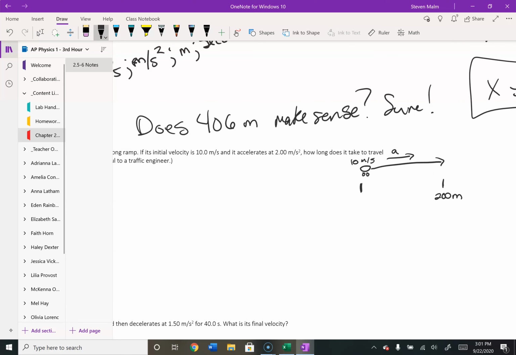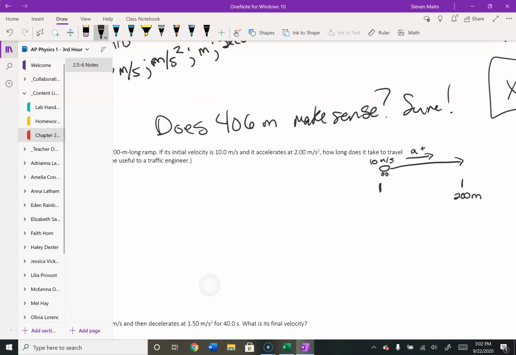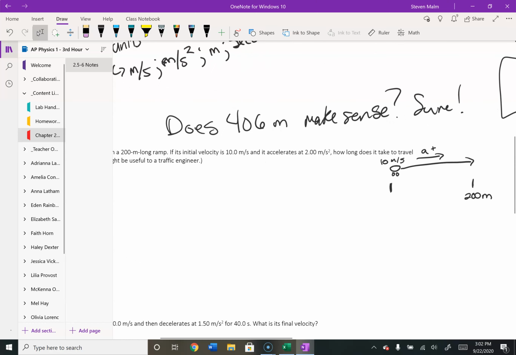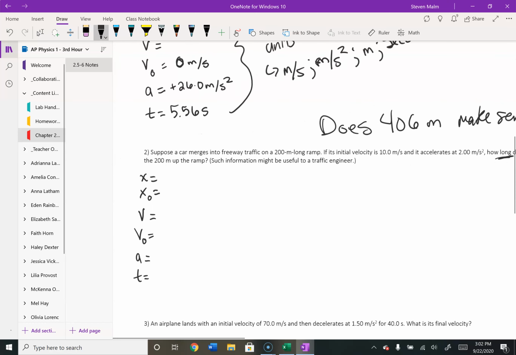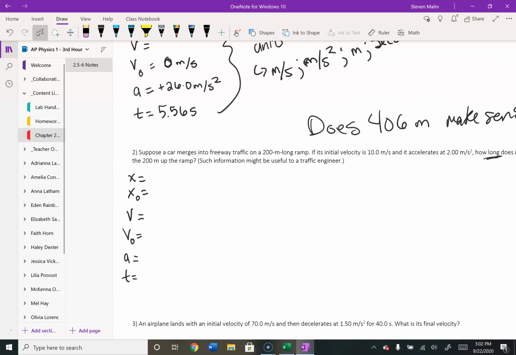Its acceleration is in the same direction as the motion, so acceleration is going to be positive. My goal looks like time, so it says how long does it take to get up to 200 meters. My initial starting point is 0. My final is going to be 200 meters. I was given initial velocity at 10 meters per second. Remember that that's v naught. I was told acceleration is 2 meters per second squared, and I was asked to find how long.